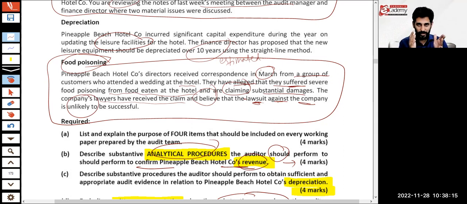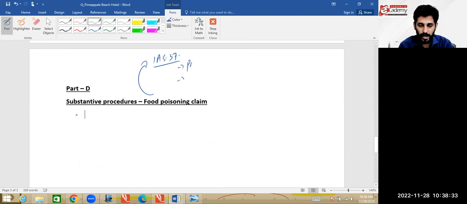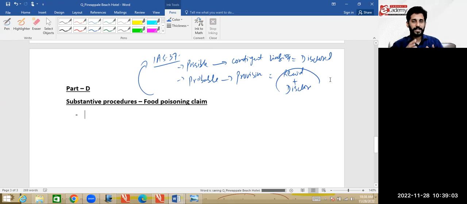You will have to read the written correspondence in order to determine the present obligation related to the claim. And here the application of IAS 37 would be covered. If the chances are possible, then there would be a contingent liability, and it is only disclosed. If the chances are probable, there would be a provision, recorded plus disclosed. So the point is that this is related to the claim, but the lawyer is saying that the claim is unlikely to be successful. So you have to discuss with the lawyer how he can say the claim is unlikely to be successful.